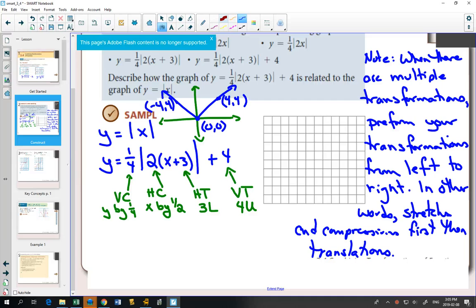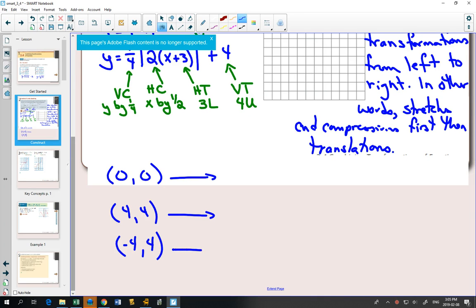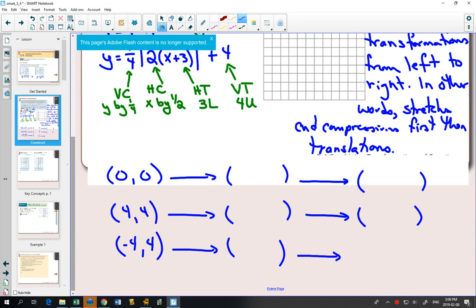What does that look like? Well, you take the points that you had on your original graph. So we took 0, 0 as an important one. We had 4, 4, and we had -4, 4. You'll have one set of arrows for all your stretches and compressions, and you'll find out where the new points are. Then you'll have another set of arrows for your translations, and we'll find out where our new points are.